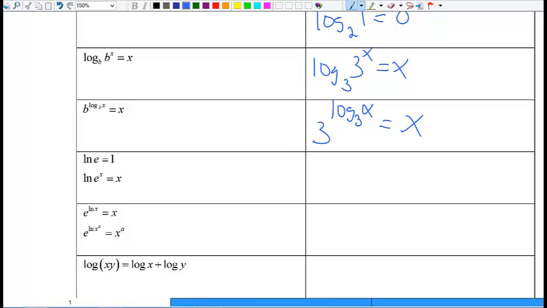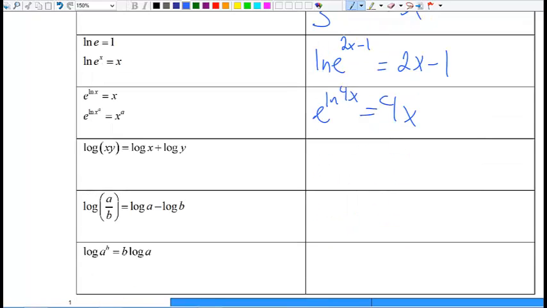It also works with ln's, so we get ln of e equals 1, but also ln of e to any exponent, so something crazy here, ln of e to the 2x minus 1, that would reduce down to 2x minus 1. And it goes backwards, so e to the ln of something reduces down to whatever that something is.